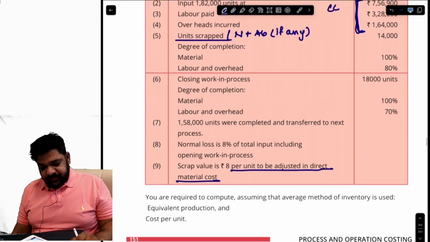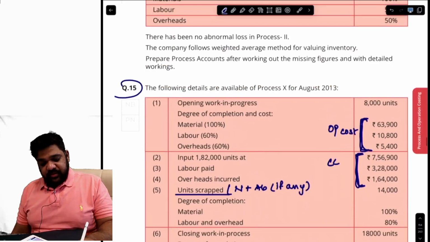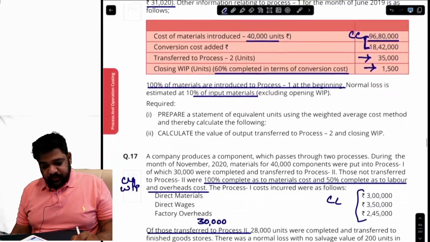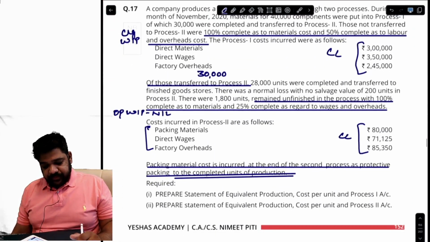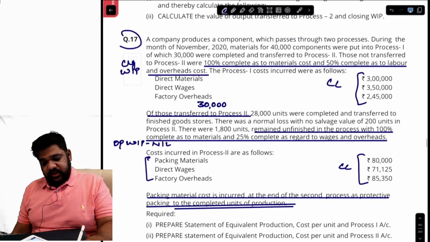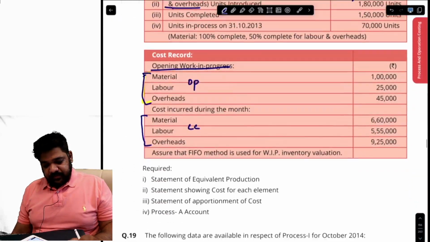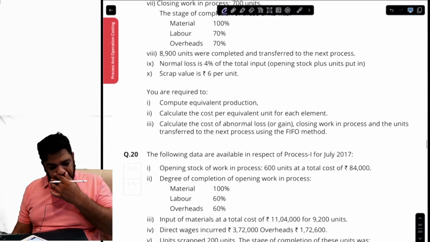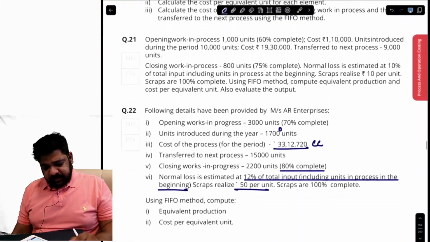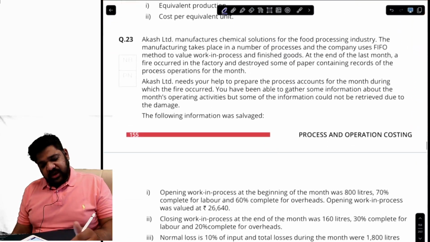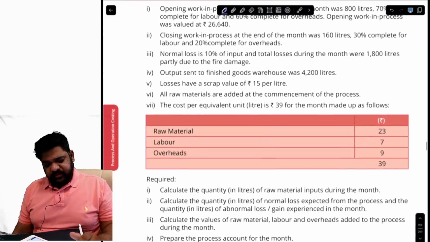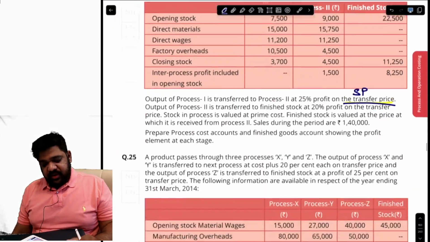Then this one has abnormal gain, so I'll choose 15 for you, and 17, and 23 is a good question. Four questions I think should be enough.